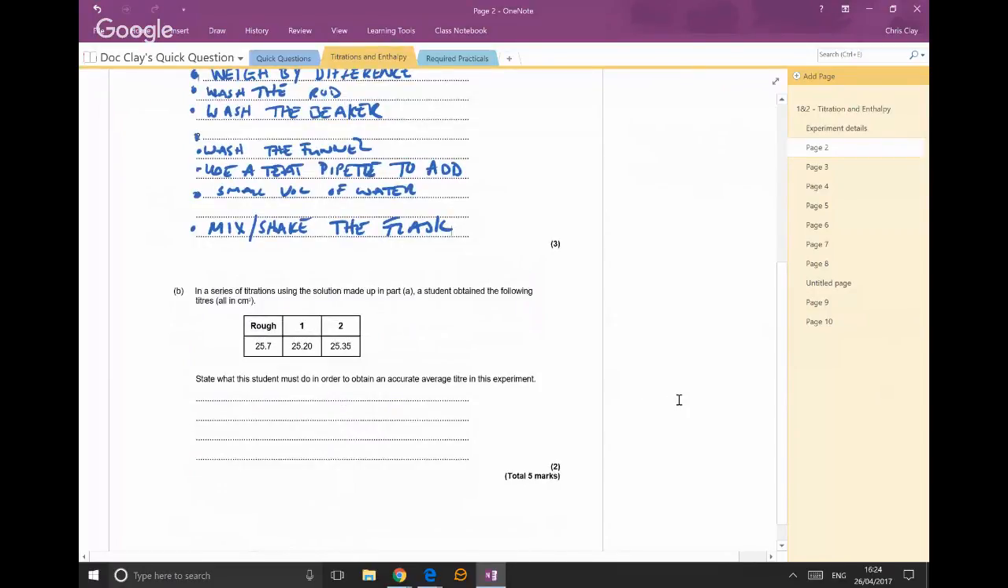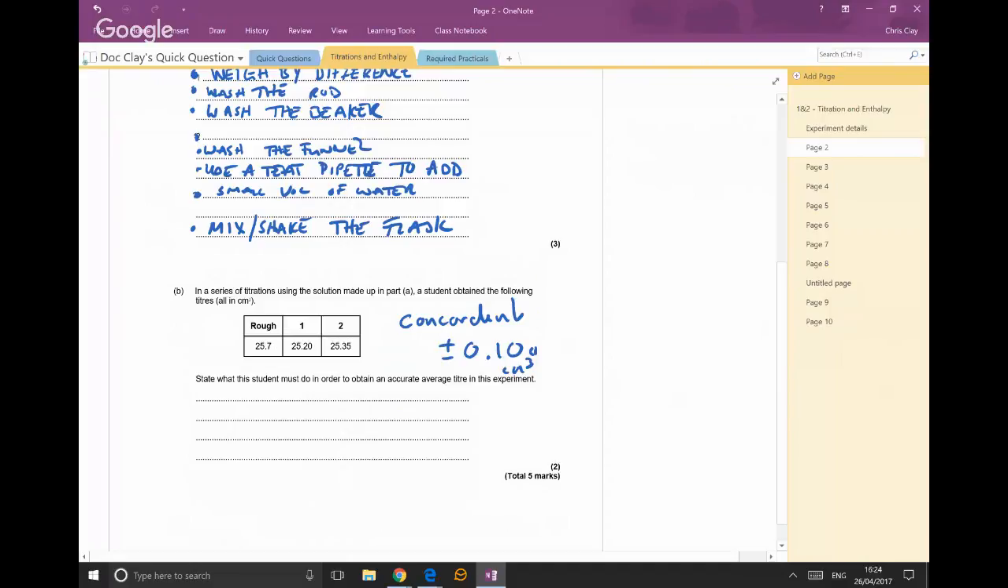Here's another classic way that we're going to be looking at experimental detail in our titration calculations. We've got some data. Now, whenever you're doing titrations, you're wanting to get concordant results. Concordant means to be within 0.10 centimeters cubed of the result.